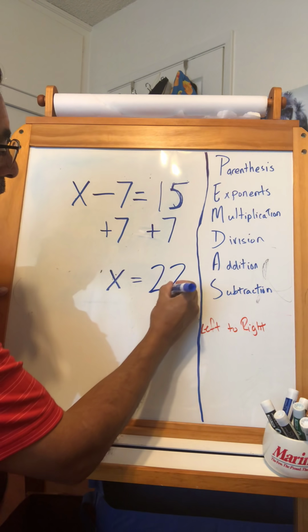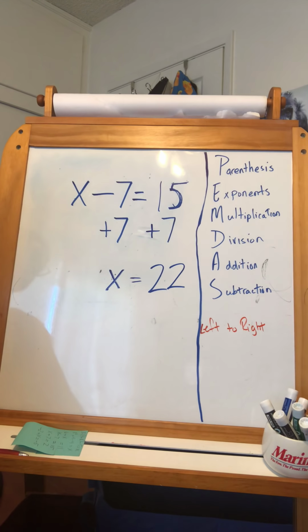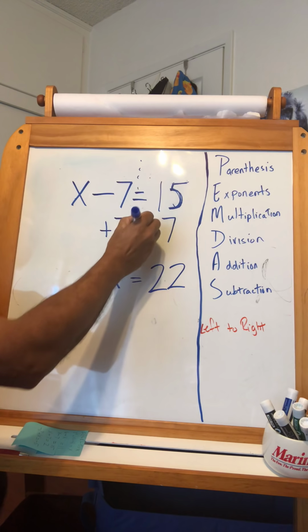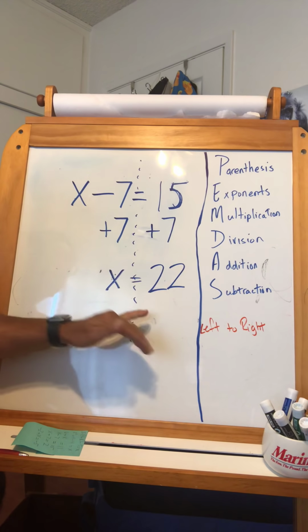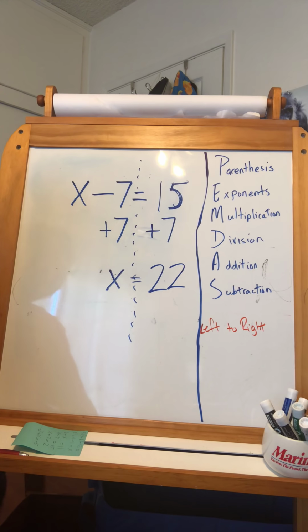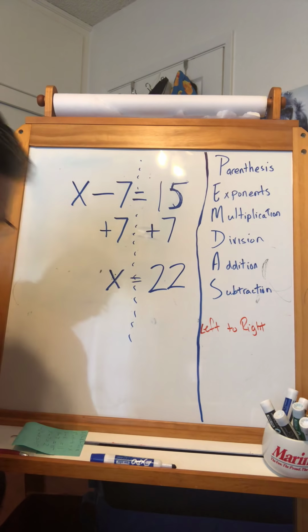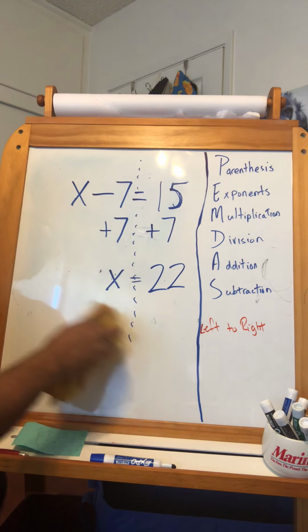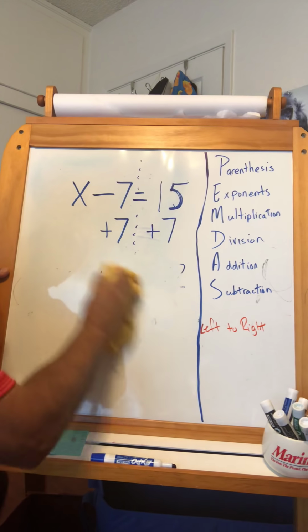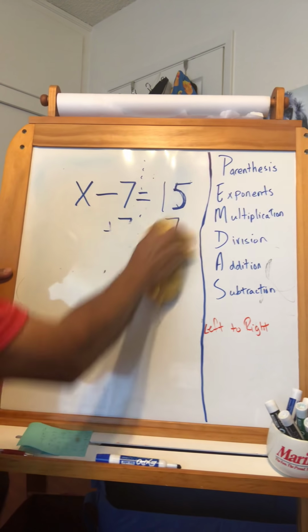Sorry about that. Okay, what I do on one side, see, that's why I need that line. I got to remember to do that. What I do on one side, I do on the other. X in this case is 22. 22 take away 7 is 15. Okay, I hope that's kind of making sense. I'll try not to make any more mistakes.